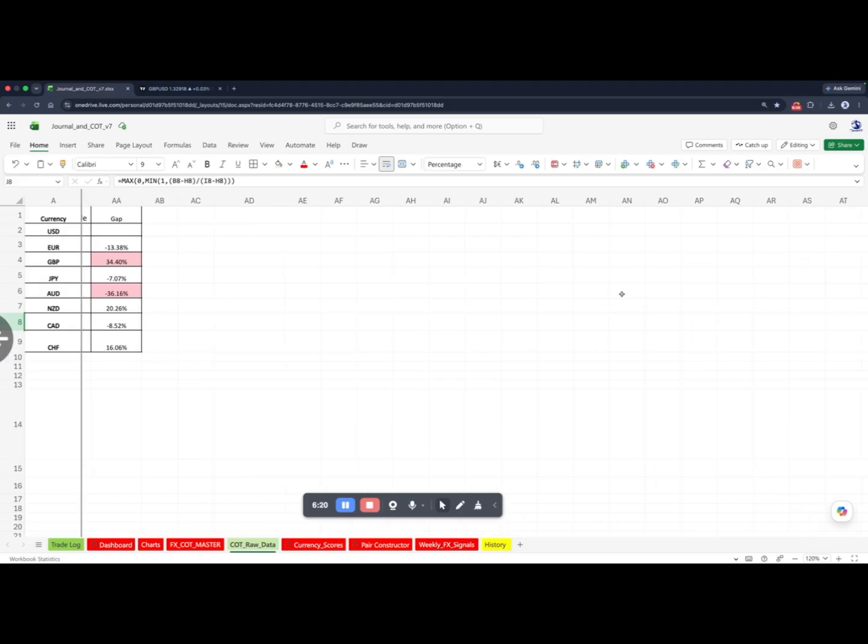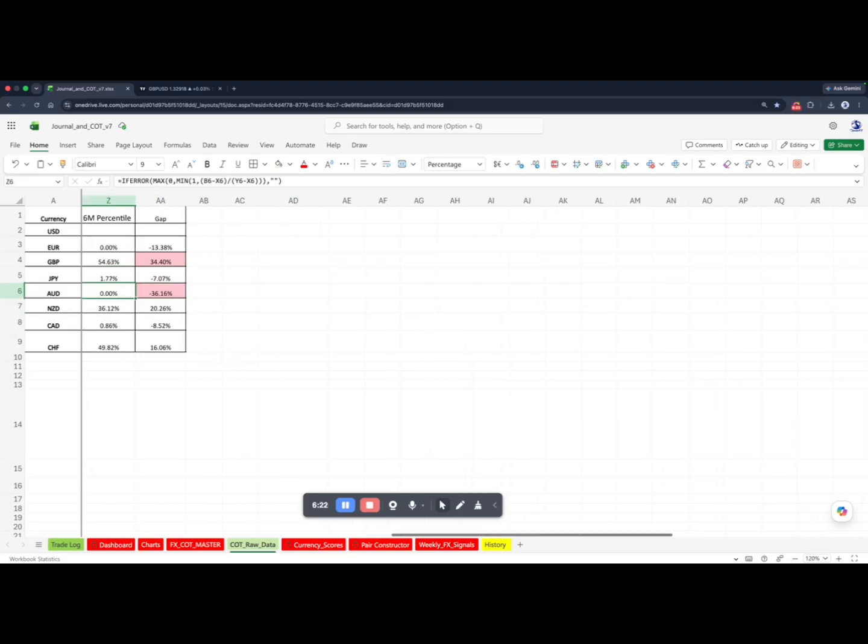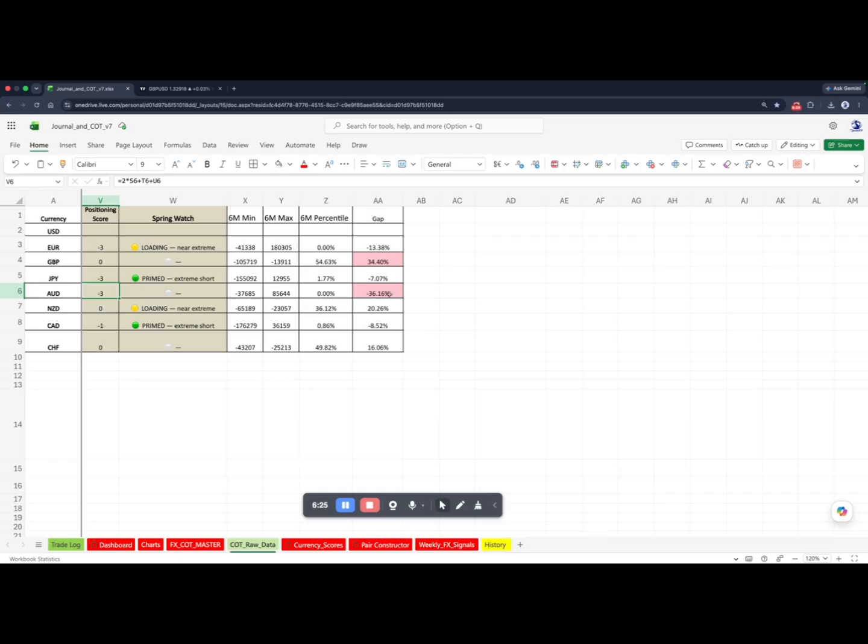This is the gap. So not only am I looking at a 3-year window of data, but I'm also looking at a 6-month window of data and where the 6 months sits relative to the 3 years. And likewise, whenever we get a gap which shows up of anything above or below 25%, so we've got way above 25% here for the pound, and also minus 36% for the Aussie dollar, this is an early warning signal that these currencies are moving towards their extreme levels.